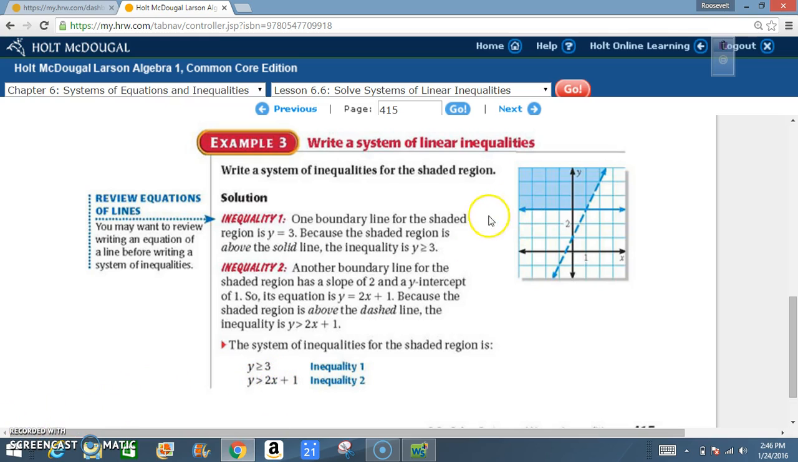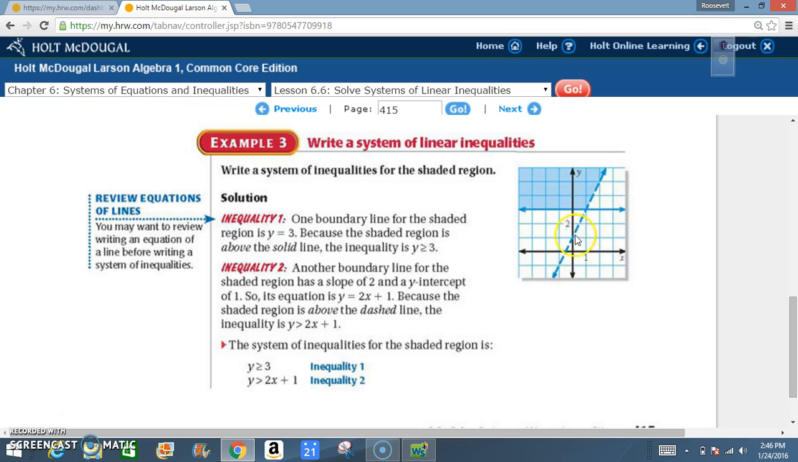All right, to help out those of us who still may be confused, you look at this line right here, and you realize the line is at 3 on the y-axis, and it goes across like so. So we know that's going to be y is equal to 3. It's solid, so it's going to be equal to. And since it's shaded above this line, we know it's going to be greater than. So y is greater than or equal to 3.